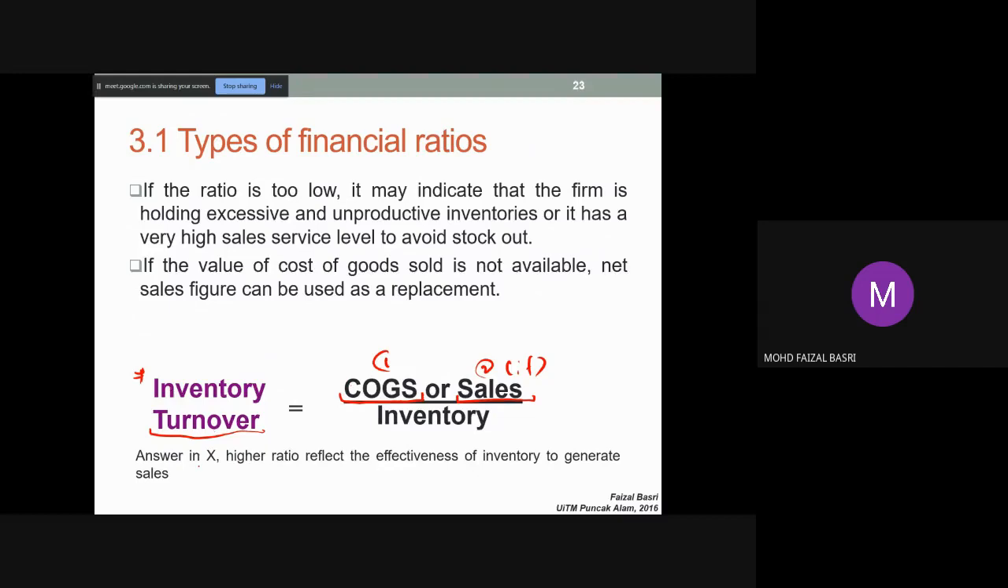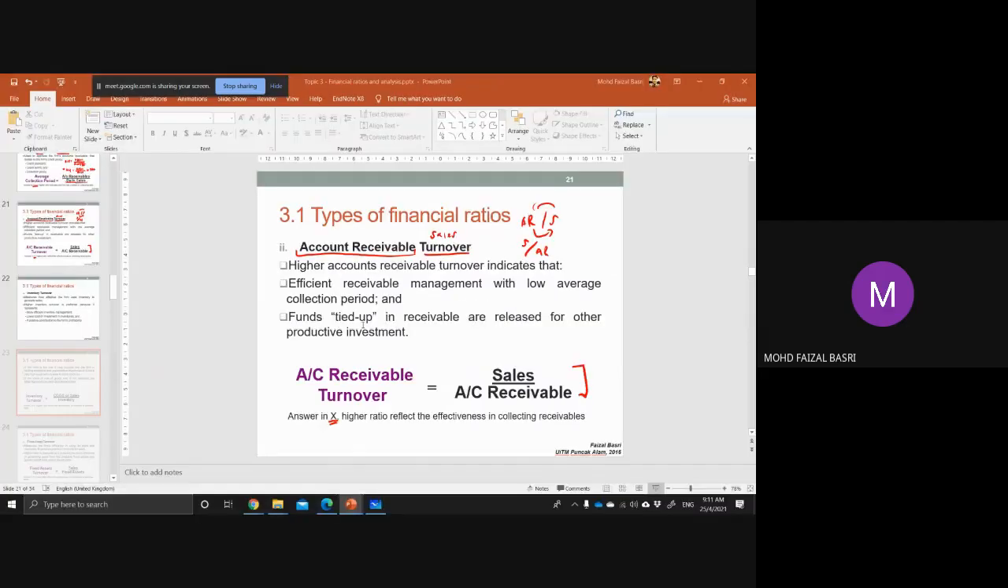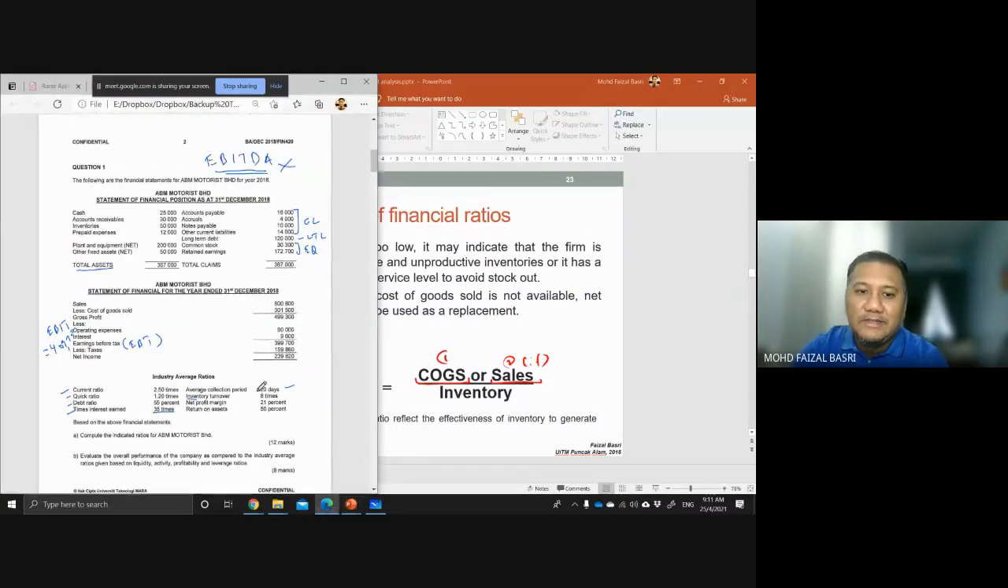Again, the answer is in times, and the higher the ratio, the more effective the company is in using the inventory to generate sales. Like I said, if the value of cost of goods sold is not available, then we can use sales as a replacement. But the word is if. So the question provides us a point of comparison, which is 8 times here.